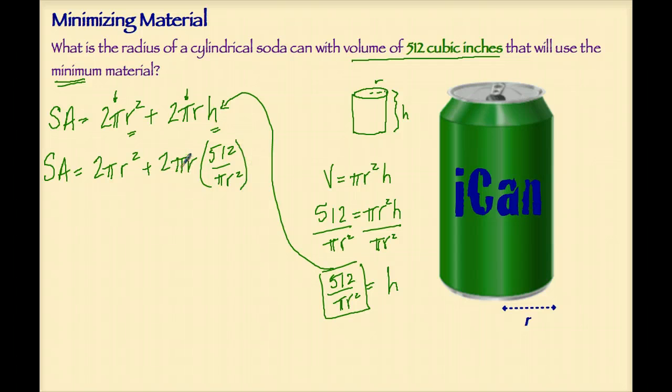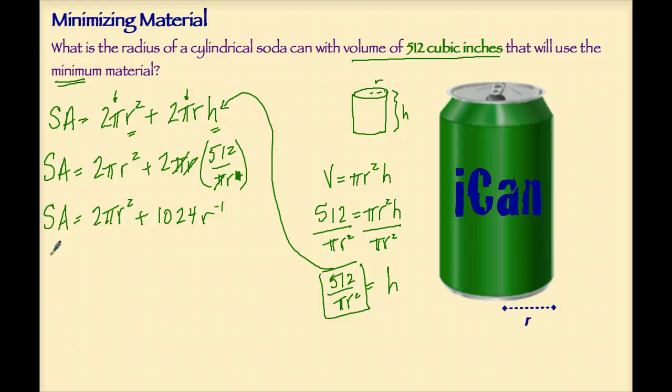Now let's do a little bit of simplification. The pi's will cancel. The r is going to cancel with one of the r's in the denominator, just leaving one. And if I rewrite this, surface area then will be 2 pi r squared plus 2 times 512 is 1024, and this will be 1024 over r, but I'm going to write this, of course, as r to the negative 1 so that I can use the power rule when I take the derivative.